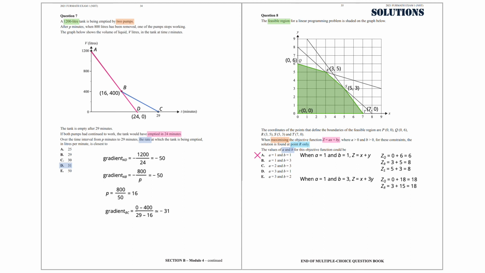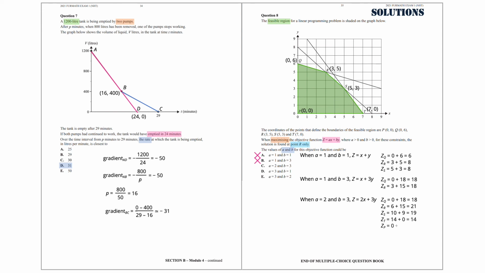Let's start with option A. When a equals 1 and b equals 1, z equals x plus y. Therefore, z at point Q is 0 plus 6, which is 6. Z at point R is 3 plus 5, which is 8, and z at point S is 5 plus 3, which is 8 as well. Now remember that the maximum should be at point R only. Therefore, we can cross out option A.